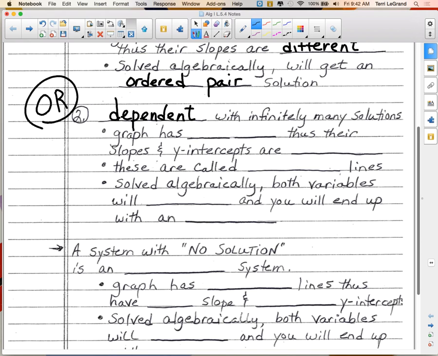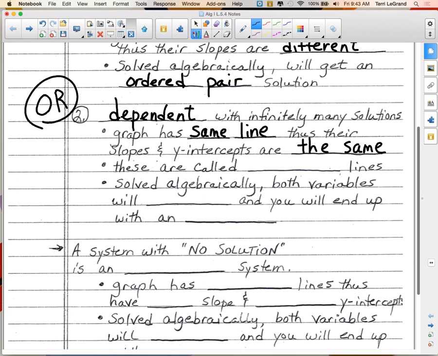When it is a consistent dependent, that means it has infinitely many solutions. And that means when you graph them, you would have the same line. You would graph one of them, draw its line. You would graph the other one, it would be right on top of it. It would be the same line. Thus their slopes and y-intercepts are what? The same. If they're on top of each other, they have to be the same.